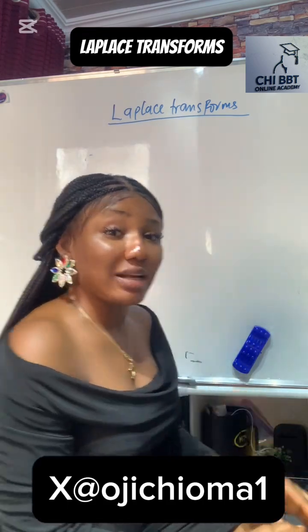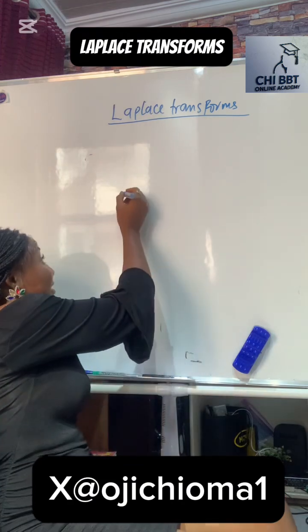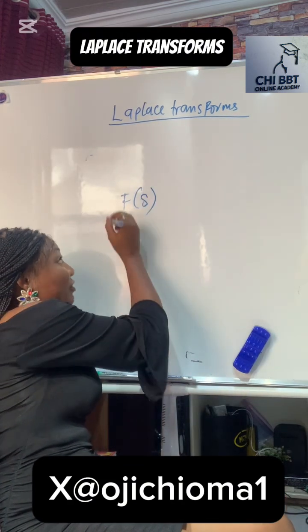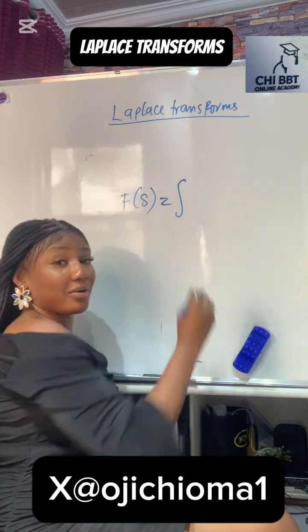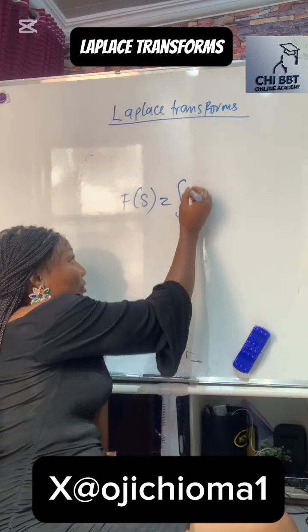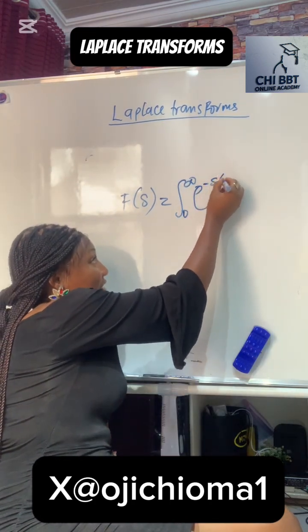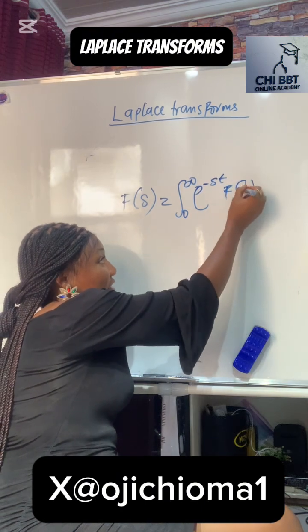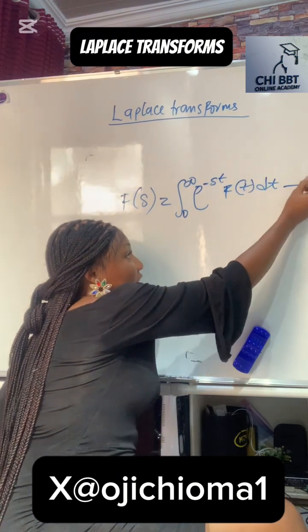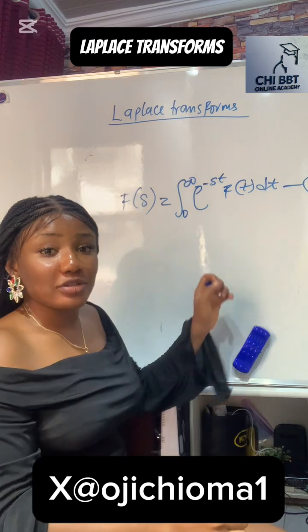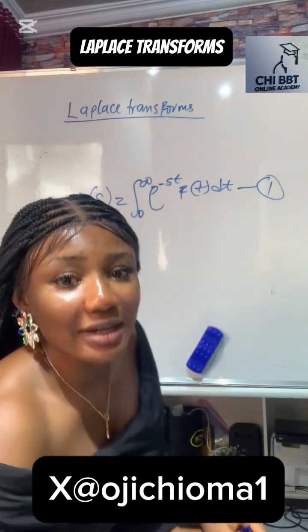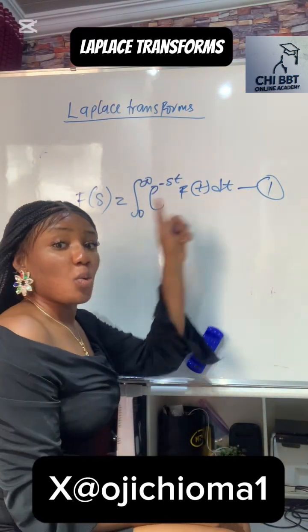There's a standard to the Laplace transform, and the standard is like this: F(s), which is the function, equals the integral with limits 0 to infinity of e^(-st) f(t) dt. This is equation 1. Now you've seen this equation.